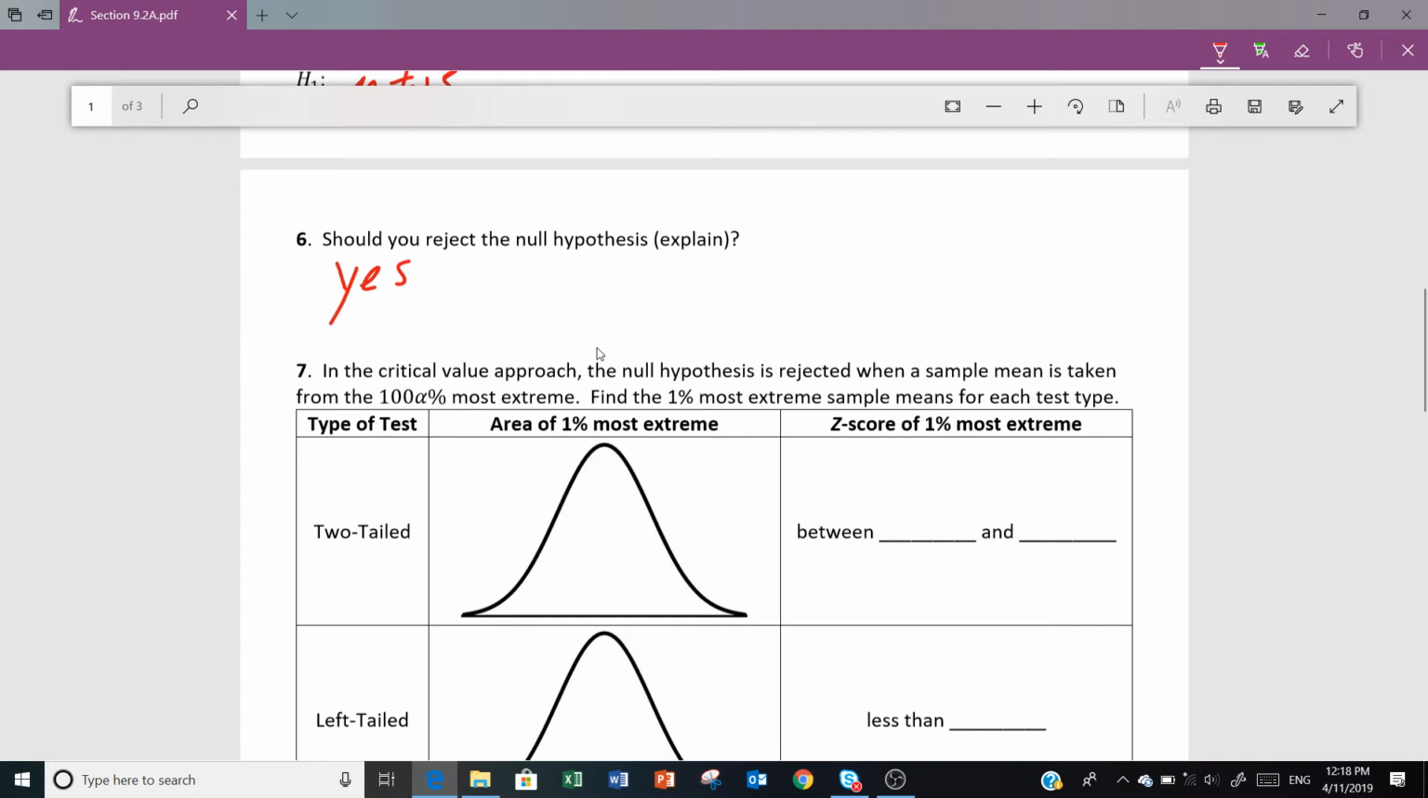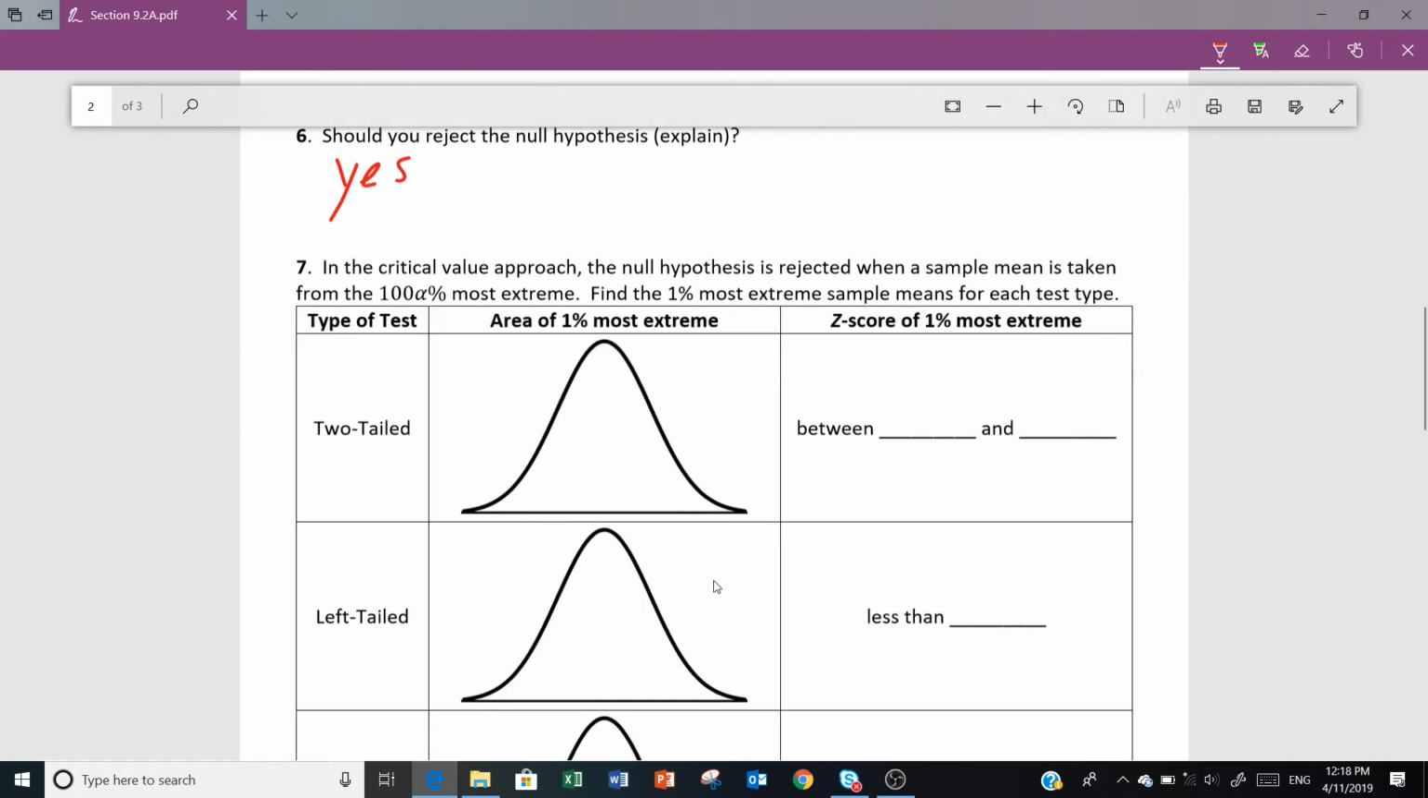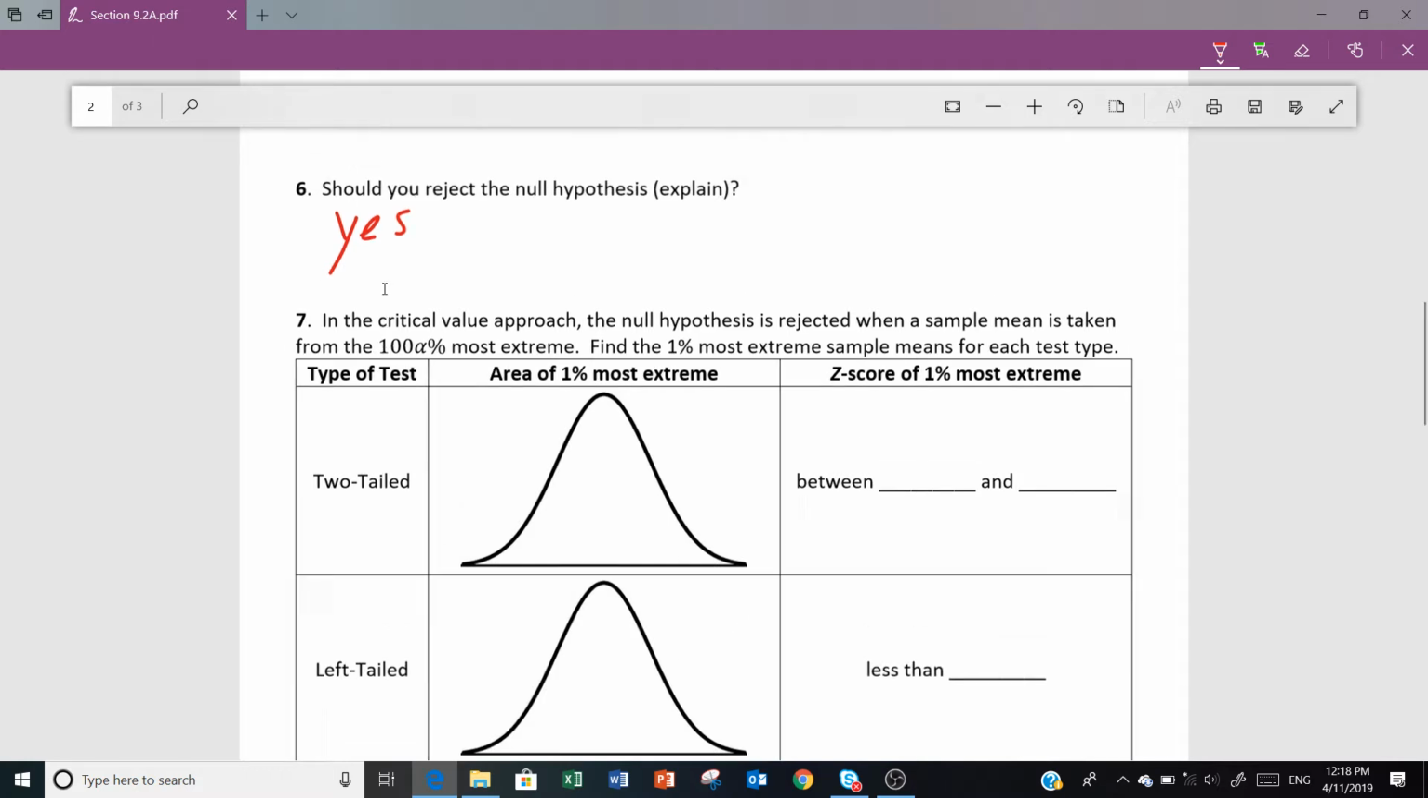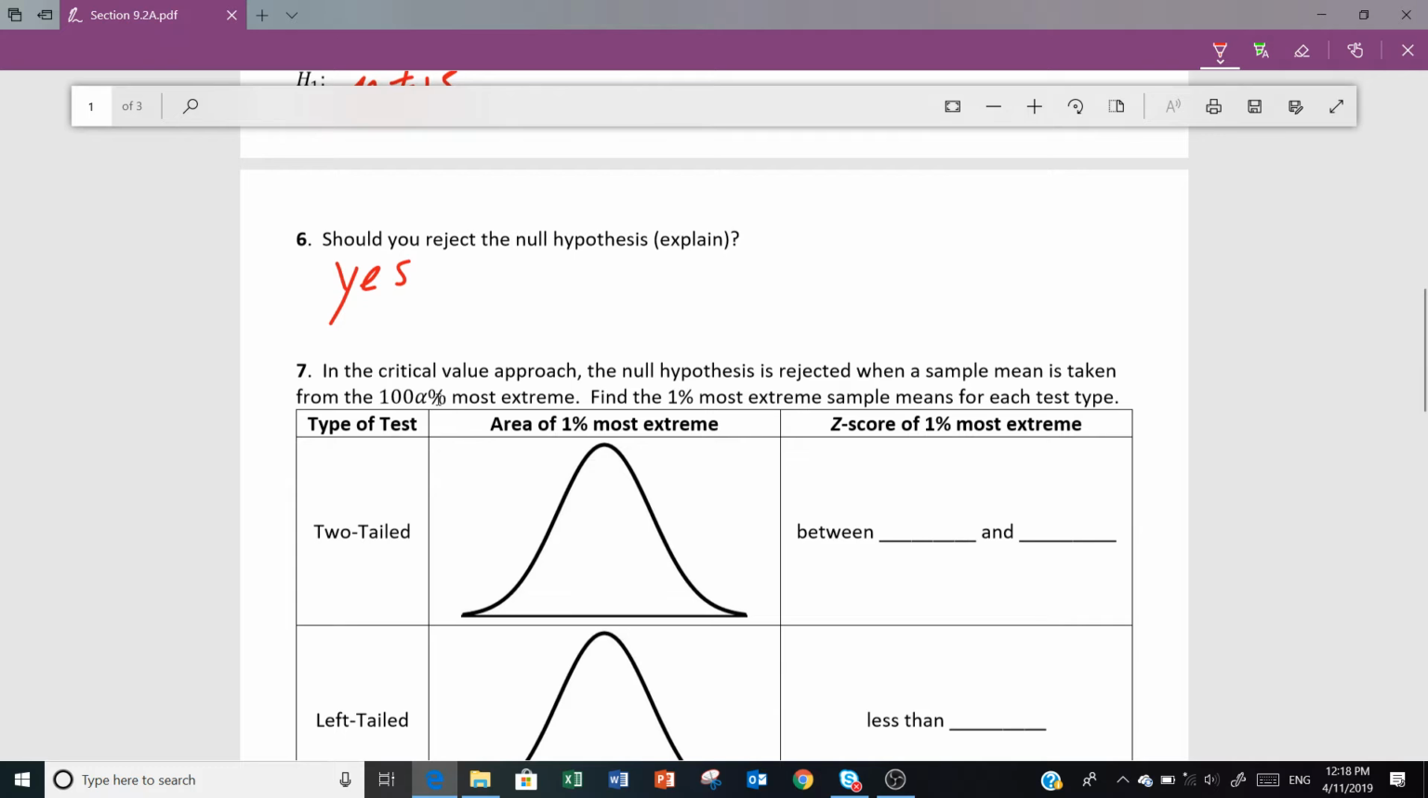Okay, so this is called the critical value approach. We reject the sample mean when it's a certain number of standard deviations away, or we can be more specific and say the 100 alpha% most extreme values. It turns out that 25.5 was in the alpha 100% most extreme values. We can be a little bit more specific.